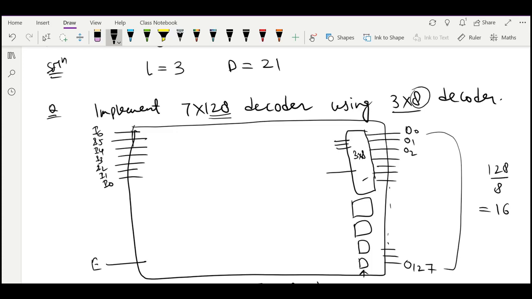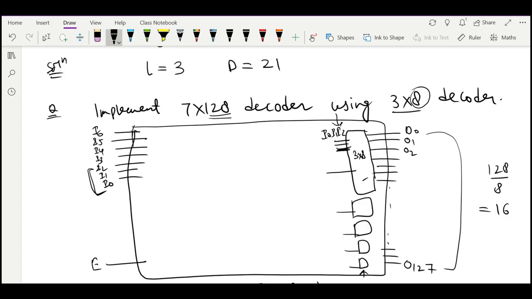So similarly, these 16 decoders will have 16 enables also and 3 inputs at every decoder. Okay, so now these 3 inputs we will place as I0, I1 and I2 because these are the least significant bits and this is the last level. So we will put the least significant bits at this level.